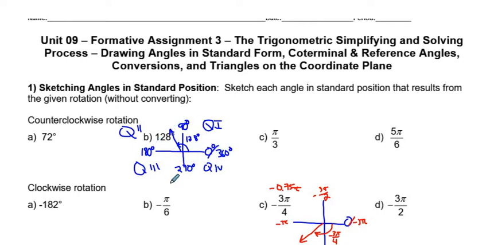If I did negative, it would go in the other direction. It'd be negative 90, negative 180, negative 270, negative 360. So to draw 128, for instance, you just approximate it between 0 and 180 and show the rotation in the positive direction, which is counterclockwise.